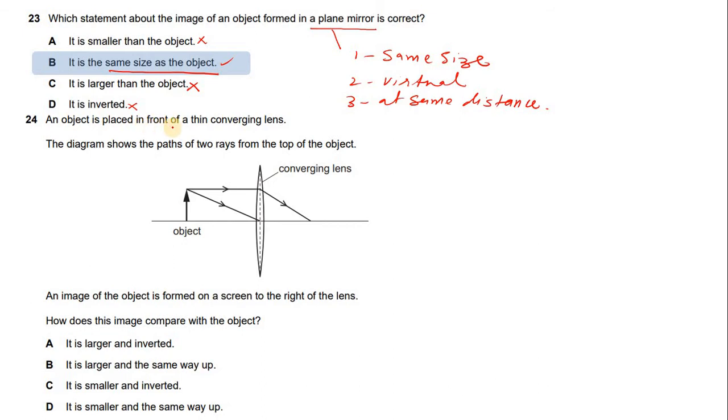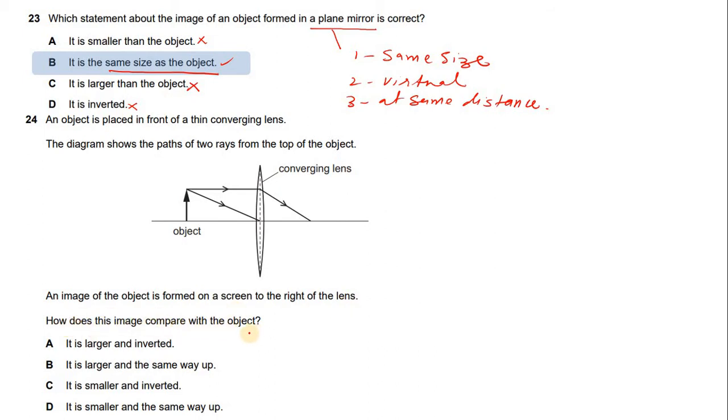An object is placed in front of a thin converging lens. The diagram shows the path of two rays from the top of the object. This is the object, the thin converging lens, and the rays coming and passing through the lens. An image of the object is formed on the screen to the right side of the lens. How does this image compare with the object?